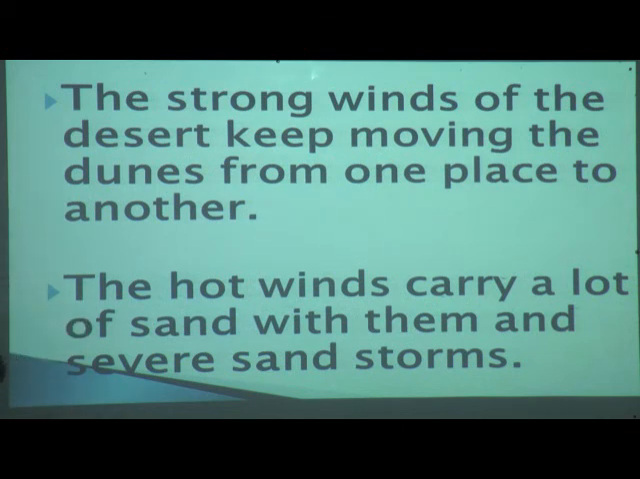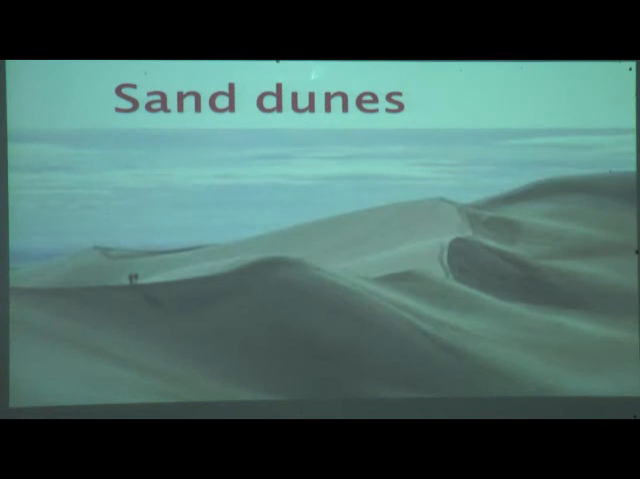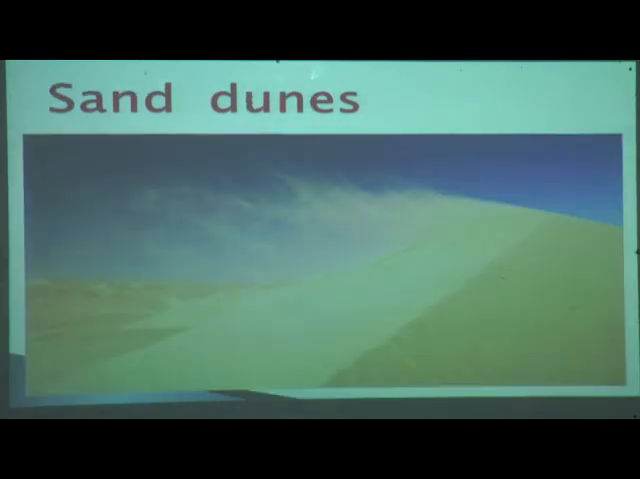The hot winds carry a lot of sand with them, and severe sandstorms occur. See, these are the sand dunes. Can you see how they are small hills? We have already seen this in this lesson, correct?